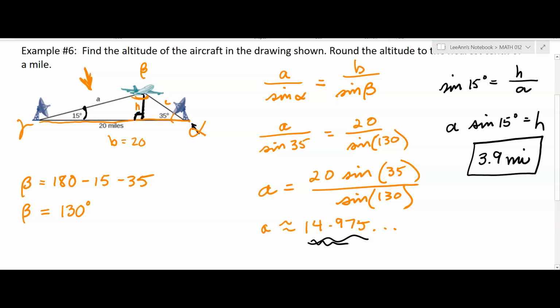Let's clear it out and use 15 sine 15 and see what happens. See if it makes a difference. Sometimes it does. I'm going to say sometimes it doesn't. It didn't matter this time, so I guess the numbers are fairly small. But anyway, the answer was 3.9 miles. I don't like to round until the very end. You'll find that in your science classes too. But sometimes the books don't always do that.